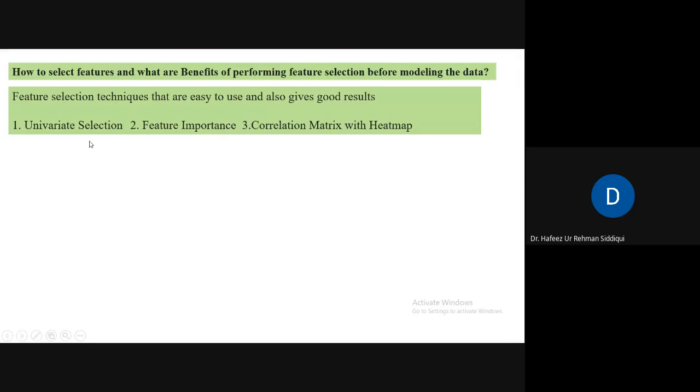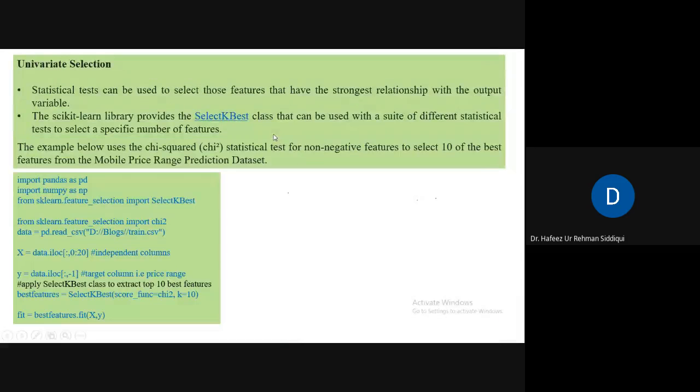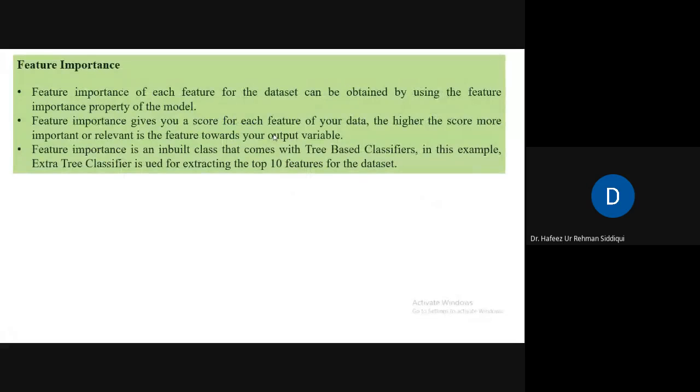In feature selection, you have three techniques. One was the univariate selection, other is feature importance. So now we are going to get feature importance. Feature importance of each feature for the dataset can be obtained by using the feature importance property of the model. So every model has a property. Feature importance is a property, and every model has this. Feature importance gives you a score for each feature of your data. The higher the score, the more important the feature is.